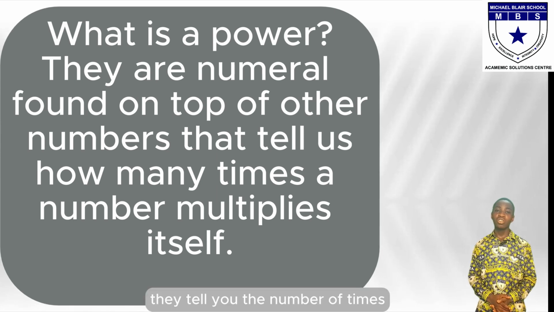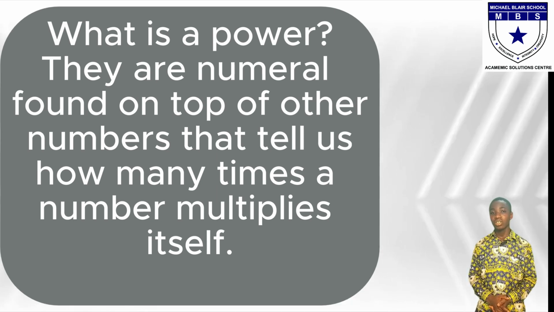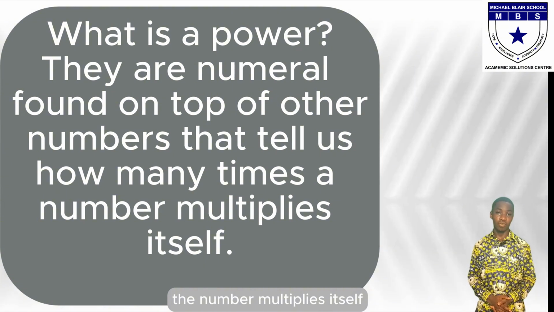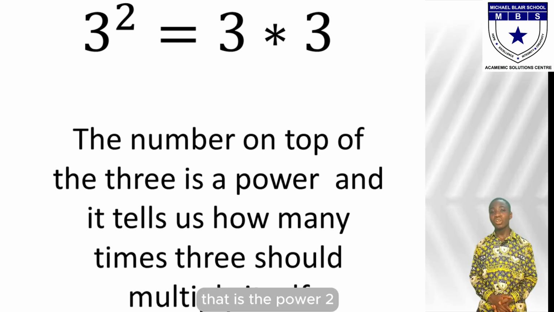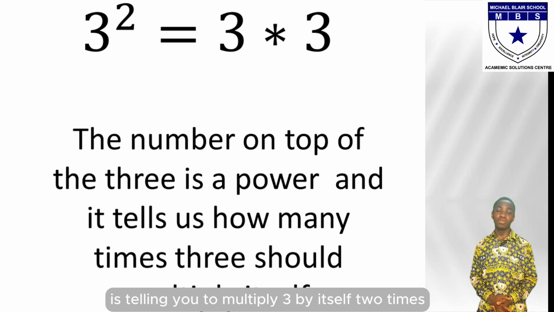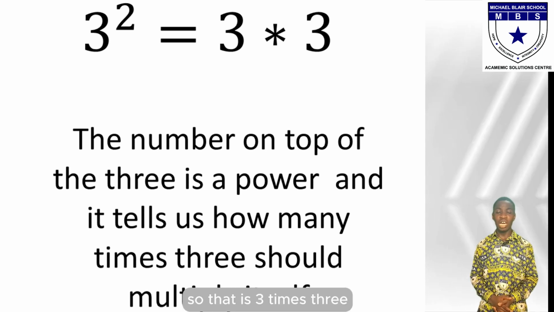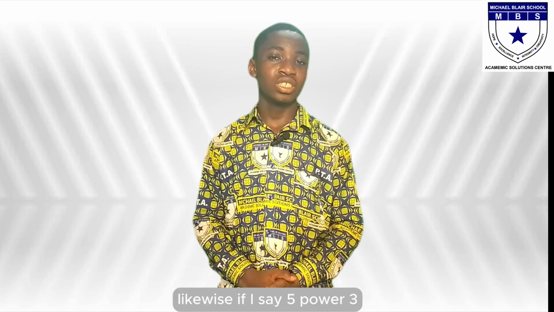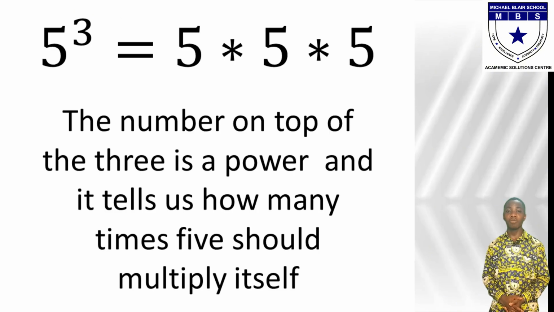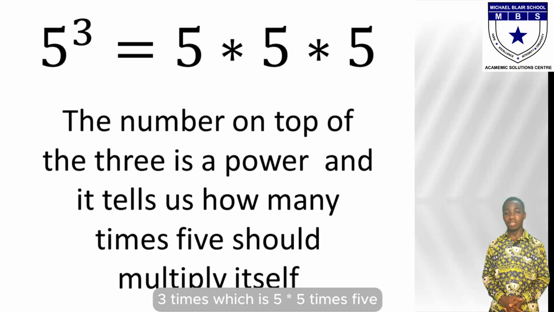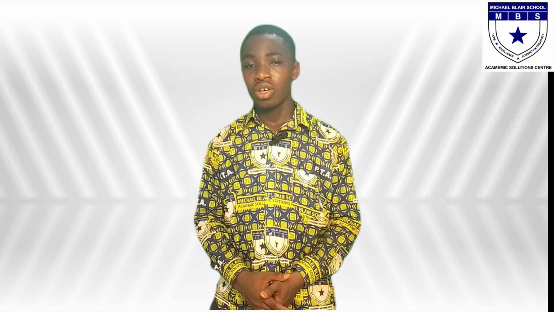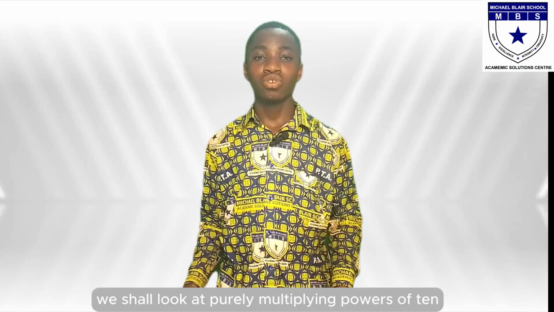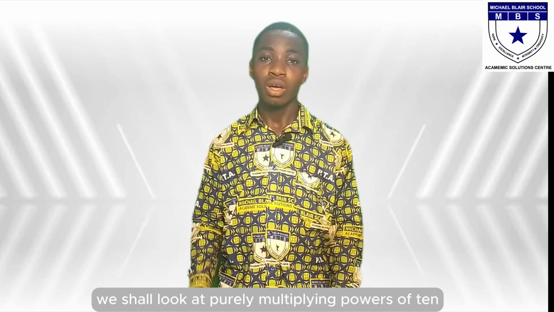So they tell you the number of times the number multiplies itself. If I say 3 power 2, the power 2 is telling you to multiply 3 by itself 2 times. So that is 3 times 3. Likewise, if I say 5 power 3, the power 3 is telling you to multiply 5 by itself 3 times, which is 5 times 5 times 5. But in today's lesson, we shall look at purely multiplying powers of 10.